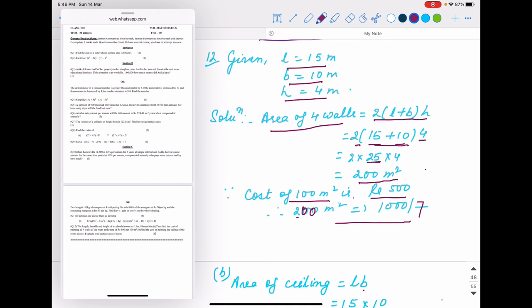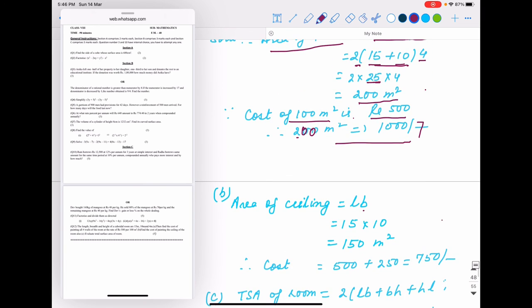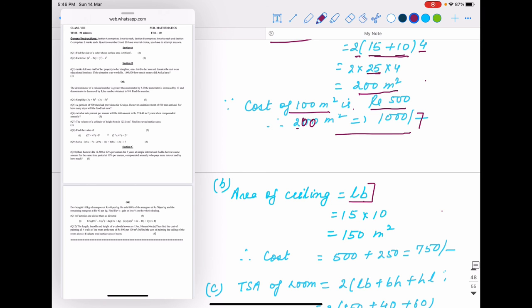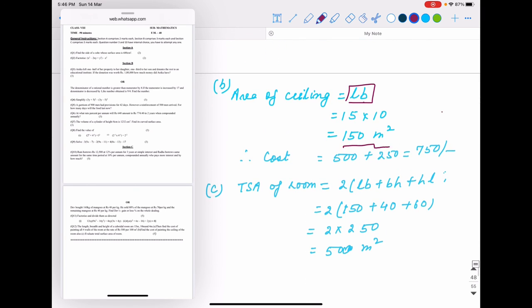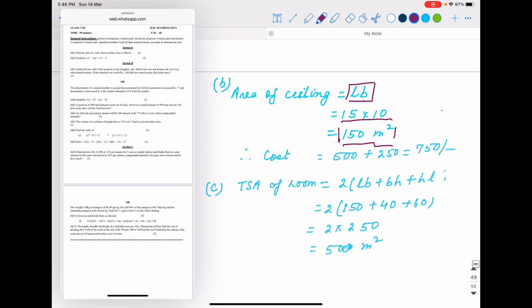Now we have to find the cost of painting the ceiling. Ceiling area is length into breadth. We put the value, it is 150 meter square. At the same rate we have to find the cost. So cost will be 500, that is 400, and for the remaining 250, that will be 750 rupees. Total surface area of the room, we know the formula, is 2 into (LB plus BH plus HL). After putting the values, it is 2 into 250, that is 500 meter square. So this way we solved all the questions of this question paper.